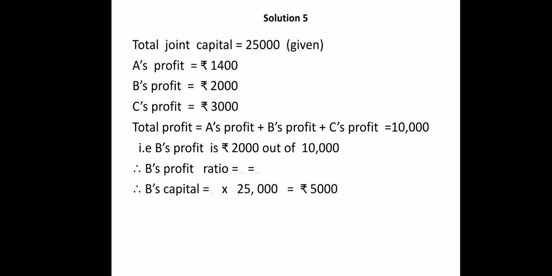Out of 10,000, B is asked, no? So what is B's profit? It is 2,000. So out of 10,000, B's share is 2,000. That is equal to 2,000 divided by 10,000. That gives you 1 by 5 of the total profit. Therefore, B's capital is equal to 1 by 5 of the total capital. What is the total capital? It is 25,000. So B's capital equals 1 by 5 of total capital, equal to 1 by 5 into 25,000. That is equal to 5,000. That is the answer. Okay.